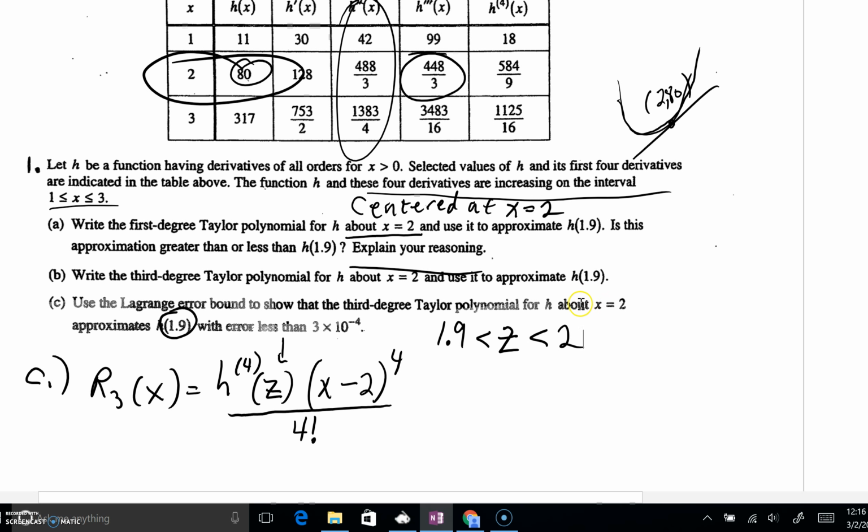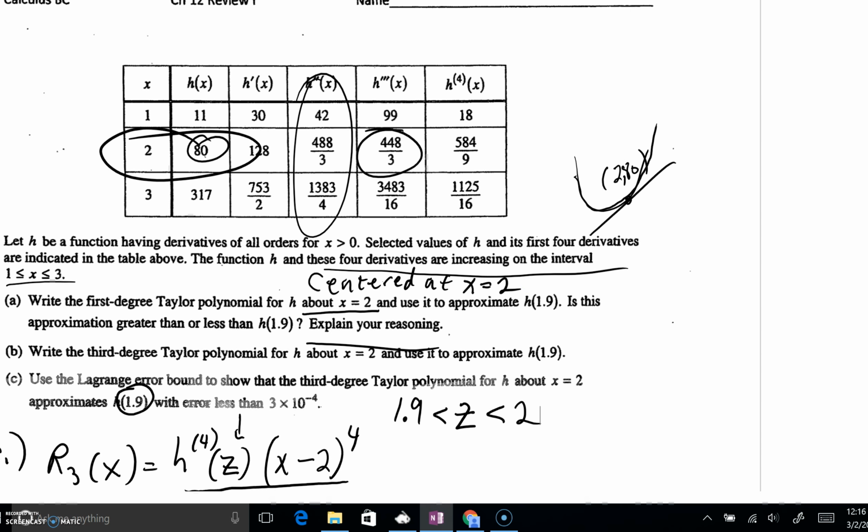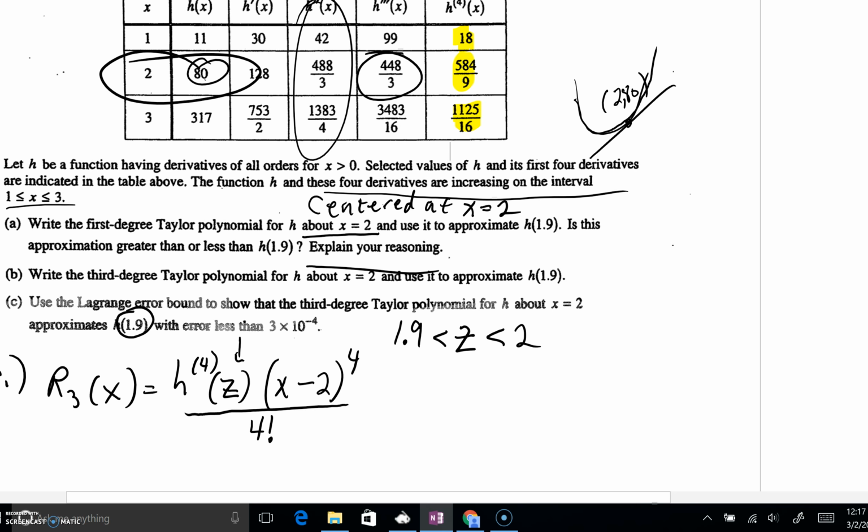And right now, the very big question that we're wrestling with is we don't seem to have a fourth derivative evaluated for something in between 1.9 and 2. If you look up here, our fourth derivative, I really want to make a point of this. We have a value at 2, we have a value at 1, we have a value at 3 for our fourth derivative. We don't have something between 1.9 and 2. And this gets to be rather tough.